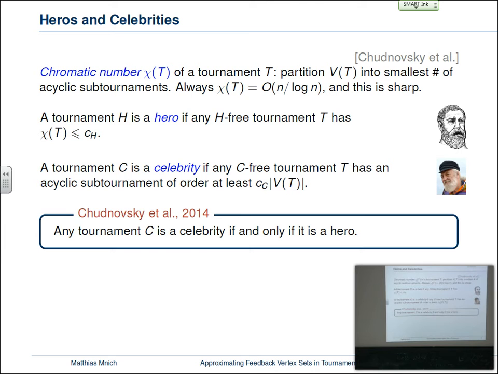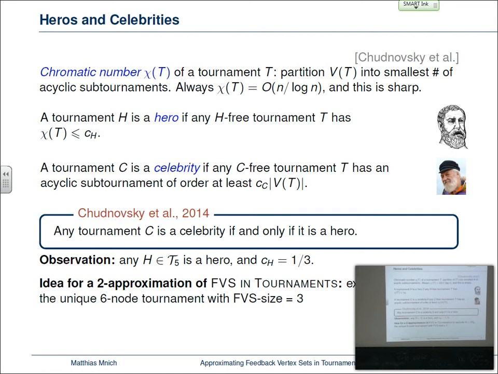And we want to use this for approximation. So first of all, we observe that these 3 tournaments on 5 nodes are all heroes. And the hero constant is 1/3, because if you exclude these 5-vertex tournaments, then you can still have triangles and even intersecting triangles. So that's still possible.